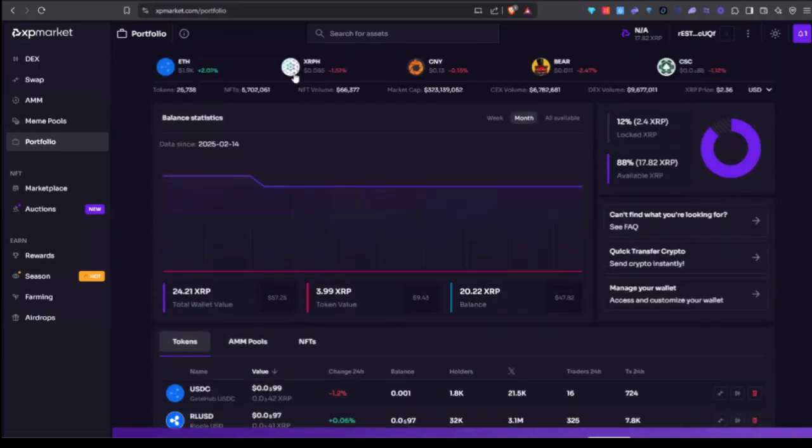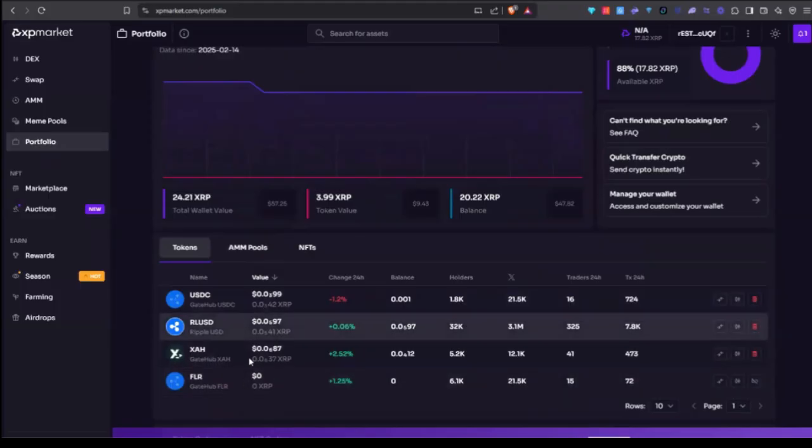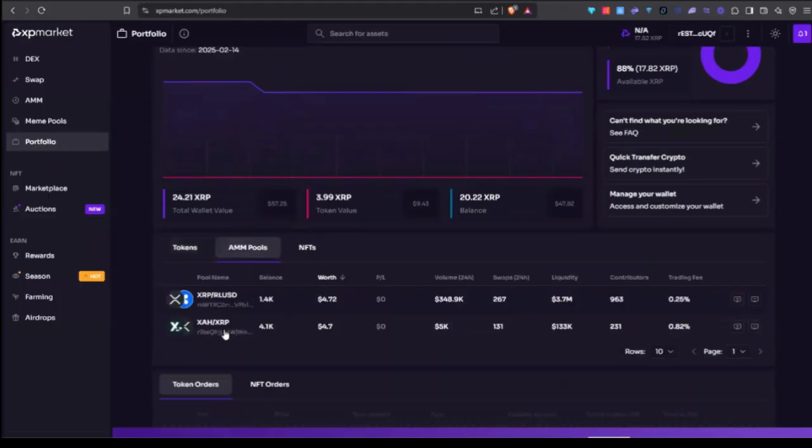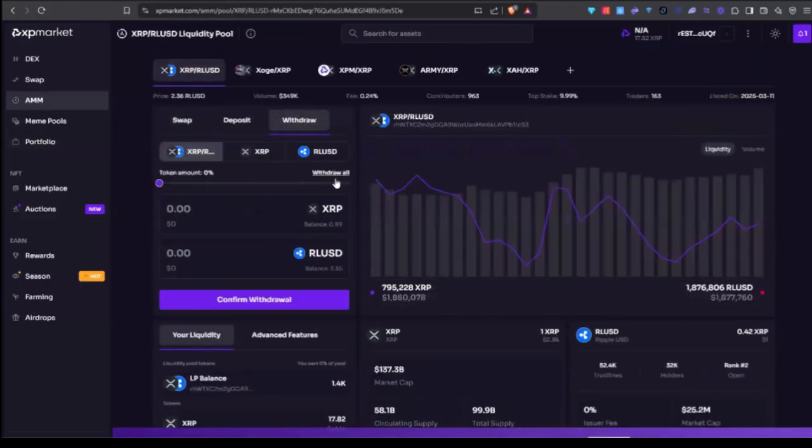Correct. Okay, so then if I go here to my portfolio, this is a nice page. This is something that I really like about the XPmarket as opposed to Magnetic, that I can see an overview of the tokens, and this is just the trust lines. I don't really have much money here. And then if I do the AMMs, you can see that both deposits are here, and I can withdraw from here as well. So I could enter on Magnetic and then withdraw from here.